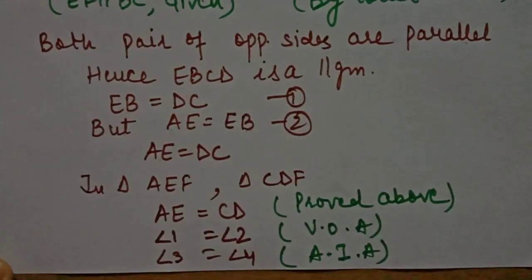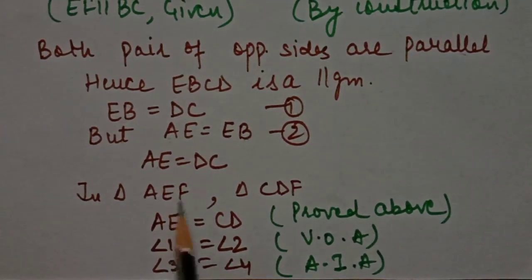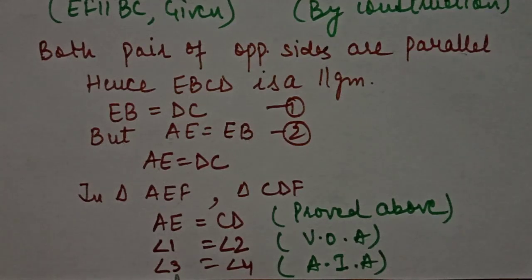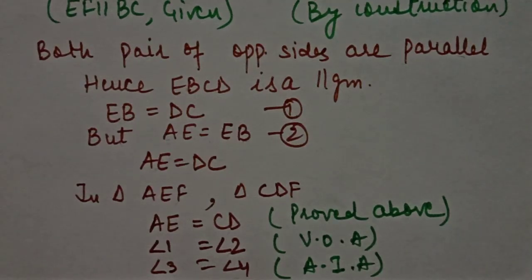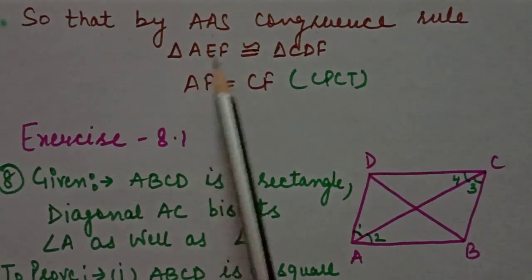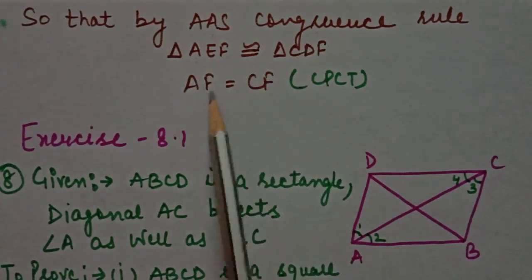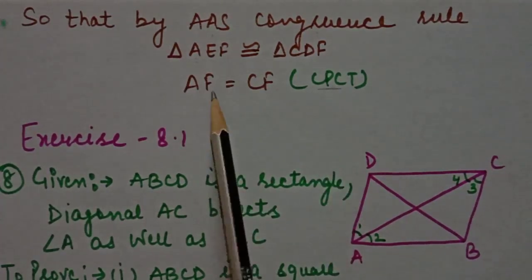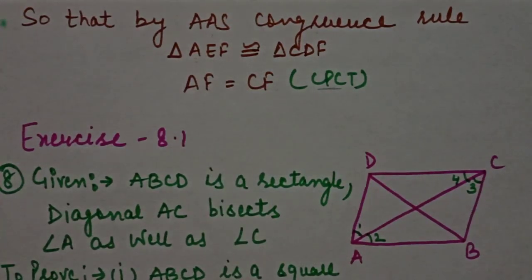In triangle AEF and triangle CDF, AE is equal to CD, proved above. Angle 1 is equal to angle 2, vertically opposite angles. Angle 3 is equal to angle 4, alternate interior angles. So students, by the AAS congruence rule, triangle AEF and triangle CDF are congruent to each other. So by CPCT, AF is equal to CF. It means now F is the midpoint of AC. So students, these are our two theorems, theorem 8.9 and 8.10.